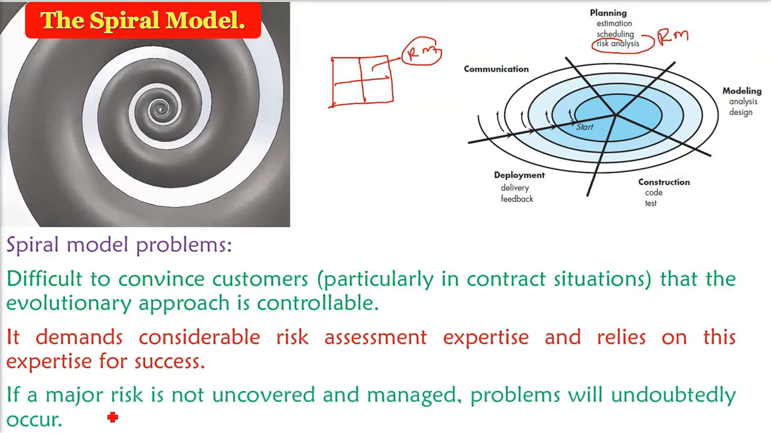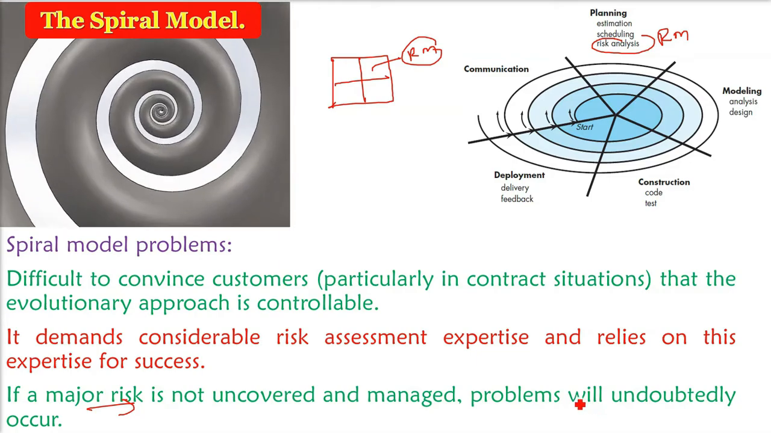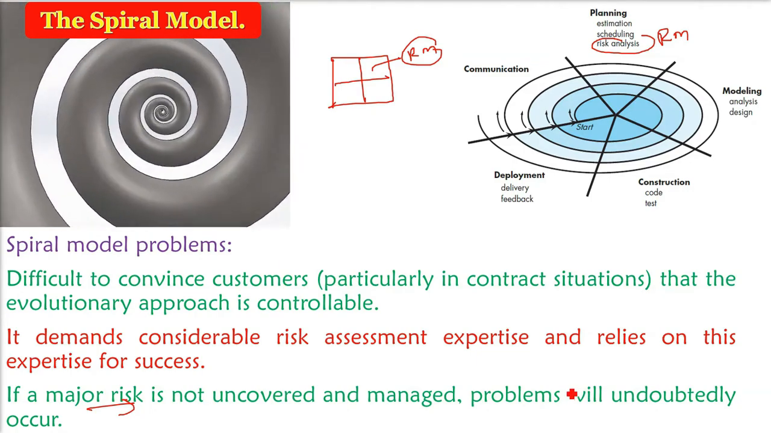If the major risk remains uncovered, the problem, the cost, the estimation will all fail. So these are the spiral model problems, but still it is being used widely.